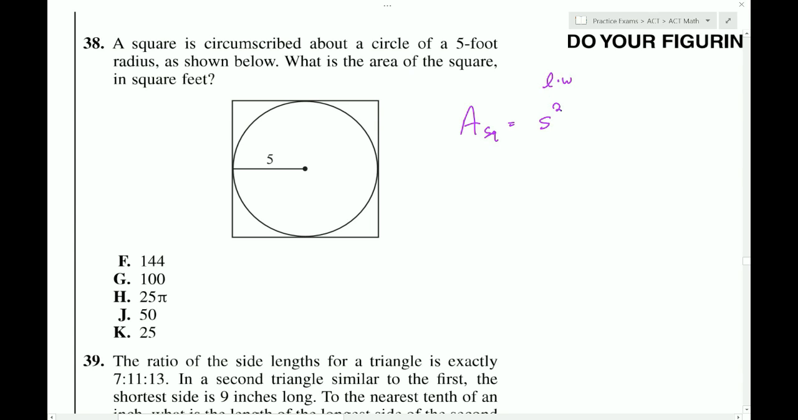Okay. So the question then becomes, what is this side length right here? Since this measurement is 5, the entire measurement across we would expect to be another 5, so that would be 10. So the side length is 10. We simply have to square that number. We end up with 100.